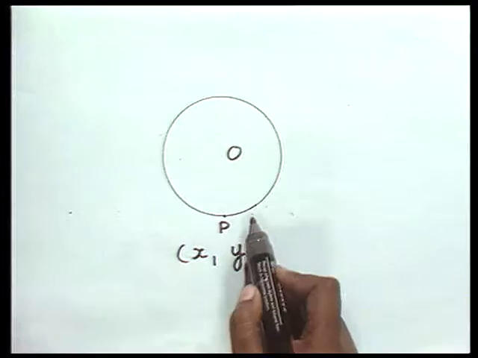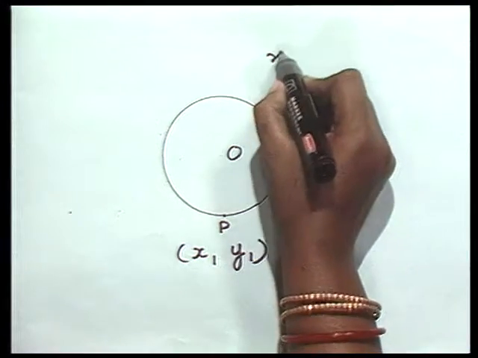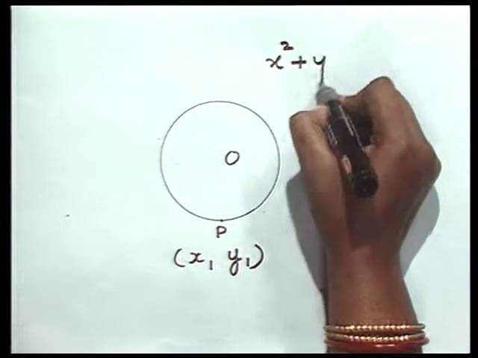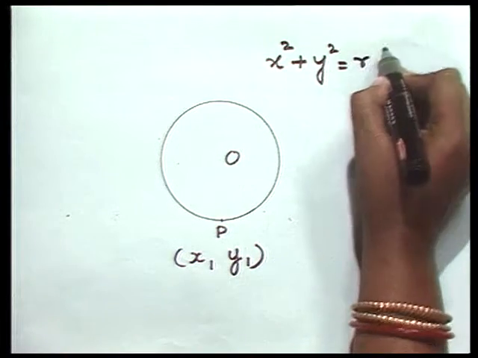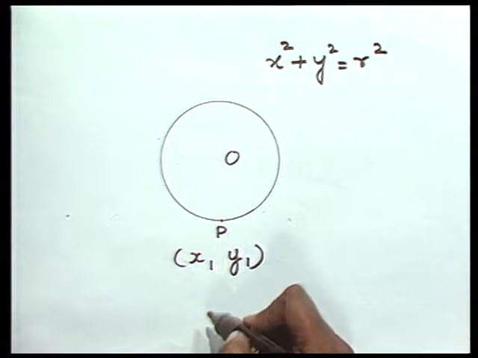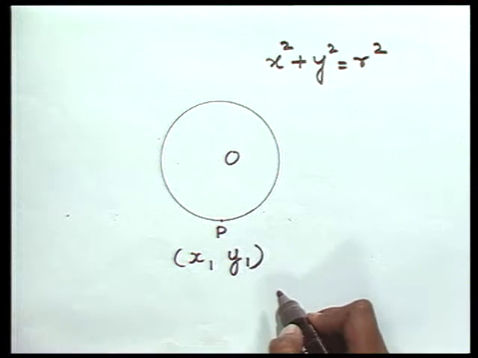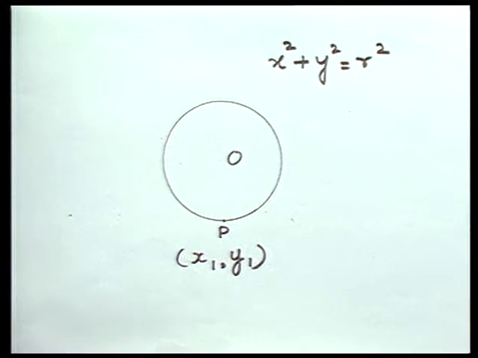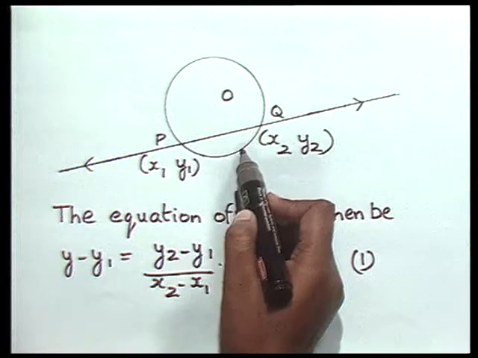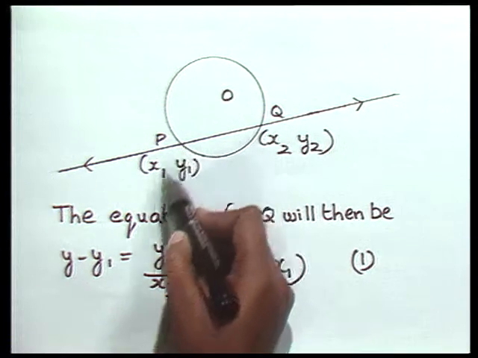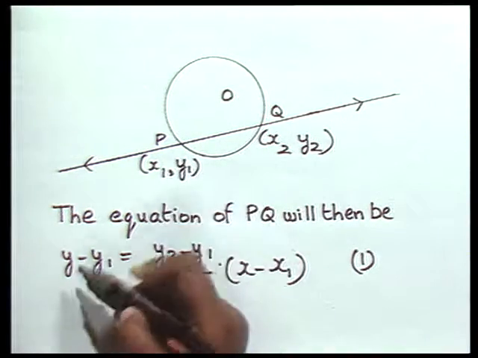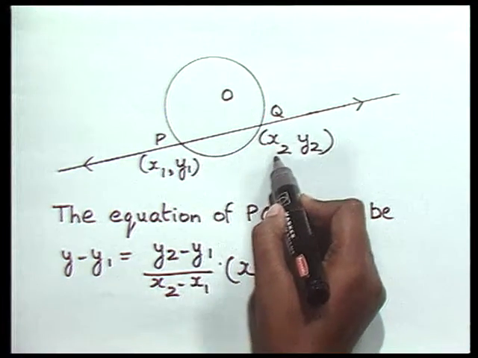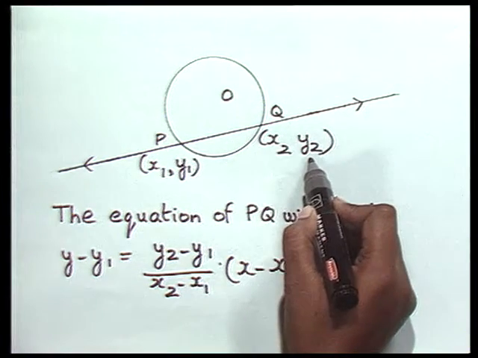Let us take a circle with equation x square plus y square is equal to r square. Let us take a point P on this circle with coordinates x1, y1. Here is a circle. Let us take a point P with coordinates x1, y1. Let us take another point Q quite close to P with coordinates x2, y2.